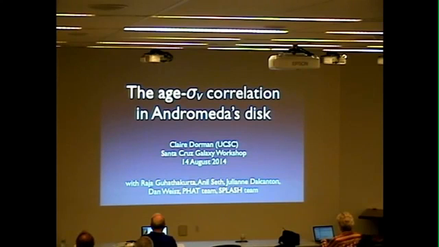Hi, I'm Claire Dorman. I'm a grad student here at UCSC. And I'm going to tell you about the age dispersion correlation that we're seeing in Andromeda's stars of different ages and map their vertical structure, or equivalently their velocity dispersion, map some measure of the heating to figure out what processes were influencing the disk at different points in the galaxy's history.